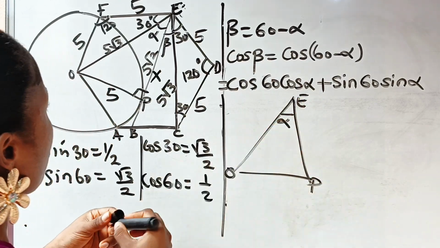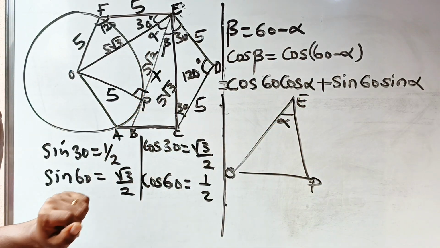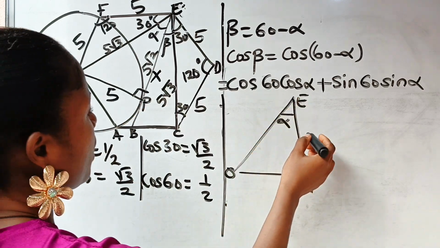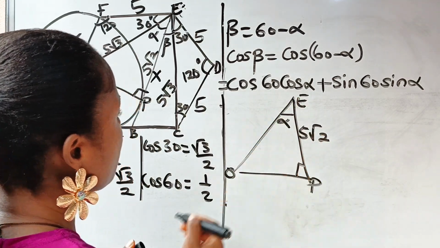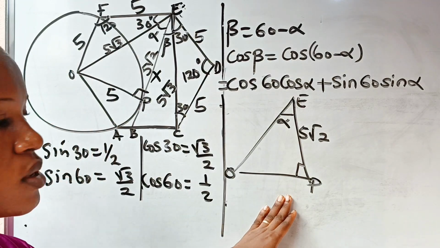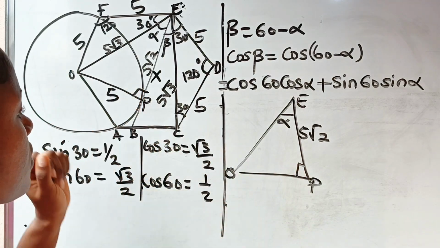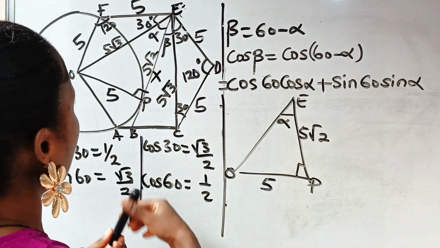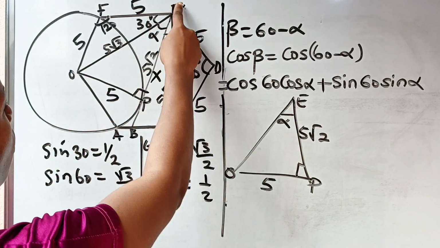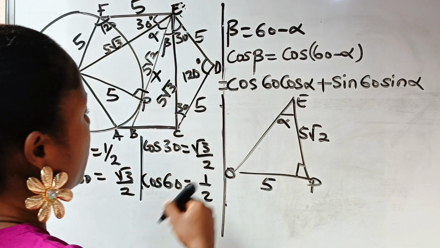This is our alpha, right? Yes, this is our alpha. Then EP is 5 root 2. This is 90 degrees. Okay, not drawn to scale, sorry. This is 90 degrees, as you can see. This is 5. And from here to here, EO or OE is 5 root 3.